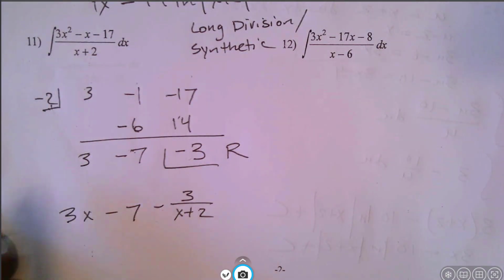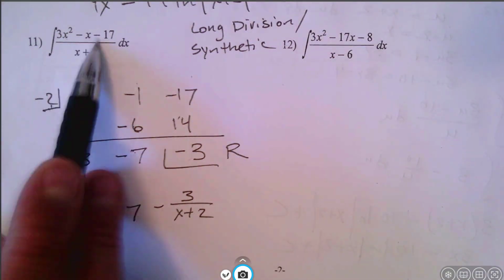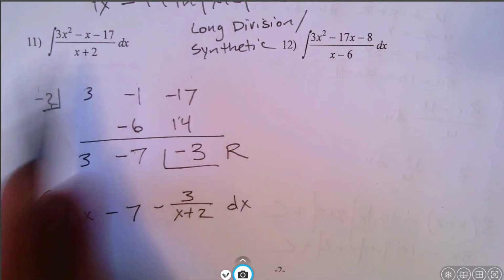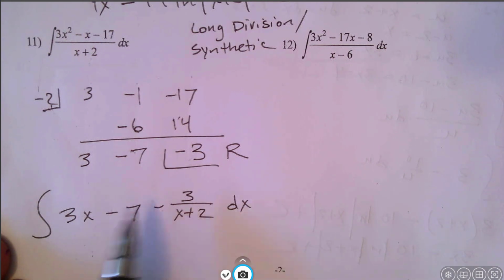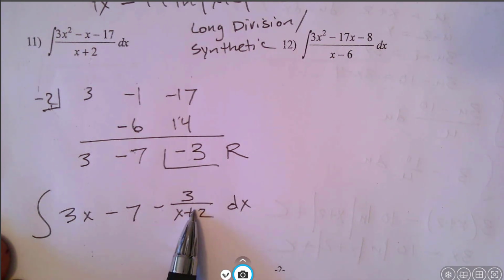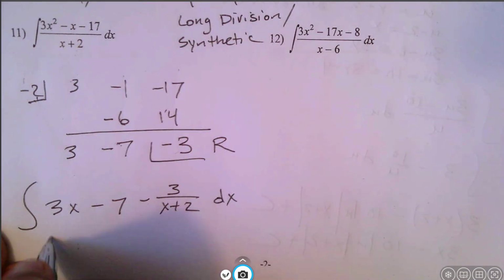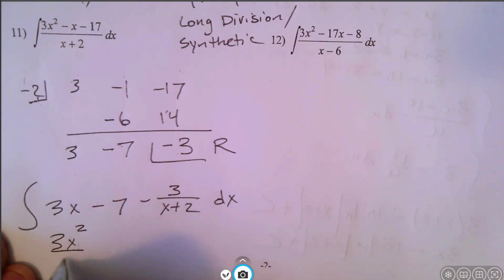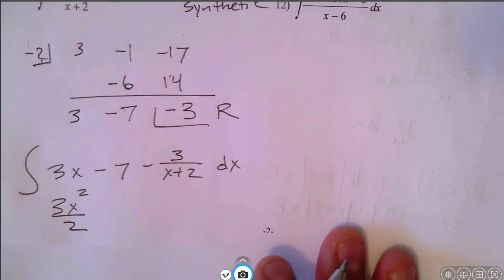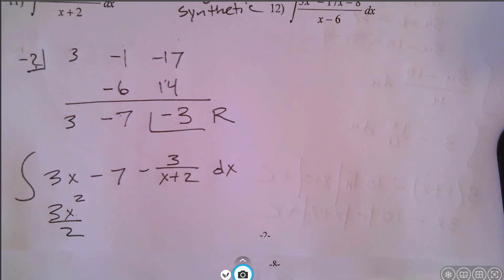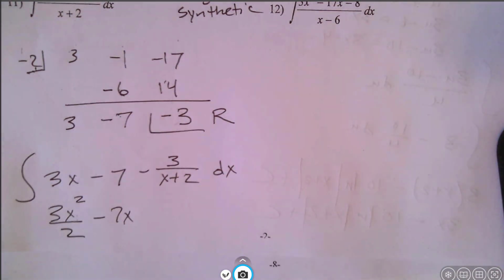So this integral we can rewrite as this integral. So we just divided these polynomials, and now instead of having it as a fraction of polynomials, we have multiple terms here. So here we have 3 terms, and we can take the antiderivative of each of these. The antiderivative of 3x is going to be, bump it up a power, 3x squared divided by 2. And the negative 7, bump it up a power, is going to be negative 7x.